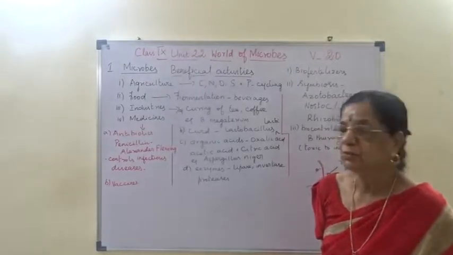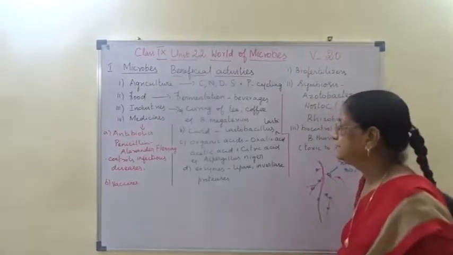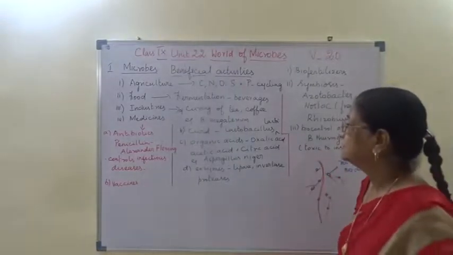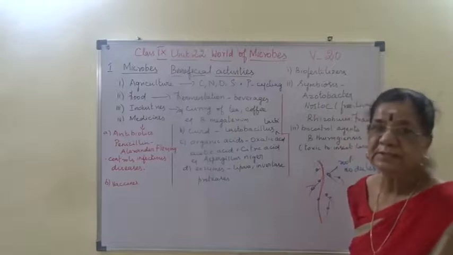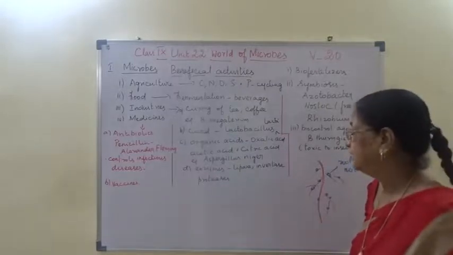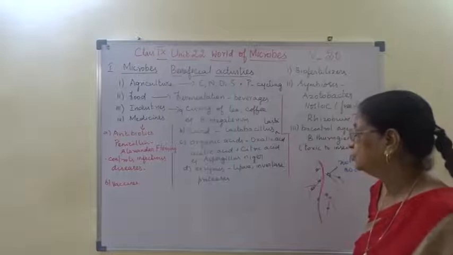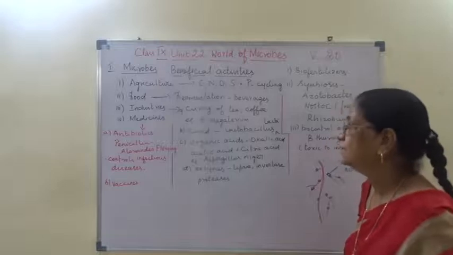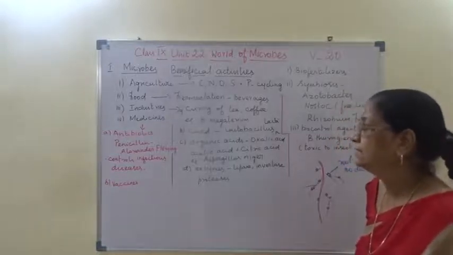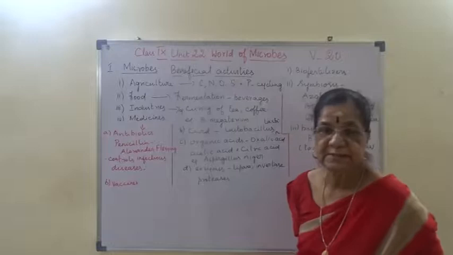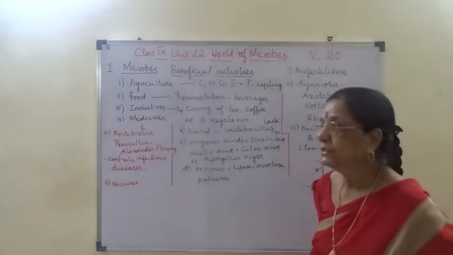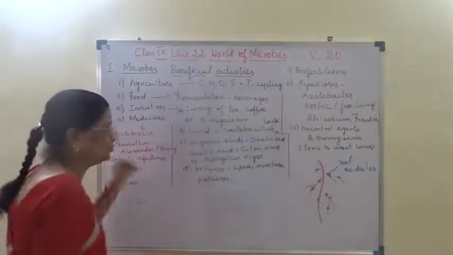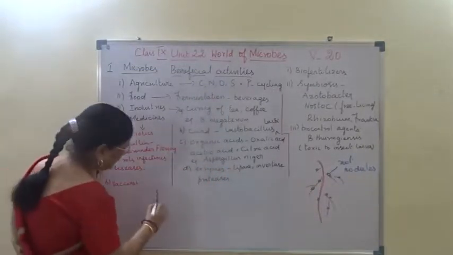I hope you are able to follow this. Okay. So industries, first food fermentation process, fermentation as curing and curd, organic acid, and fourth one the action of enzymes. Okay. Then the last one is medicine. They play a role in antibiotics. First, penicillin is produced by Penicillium notatum.